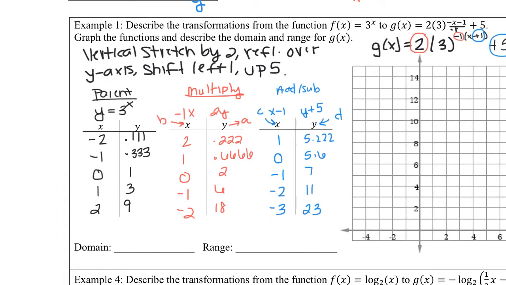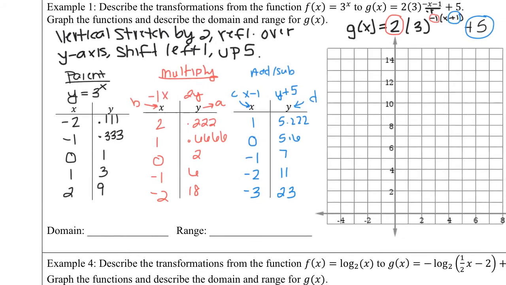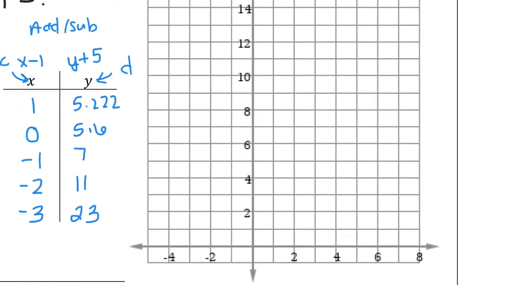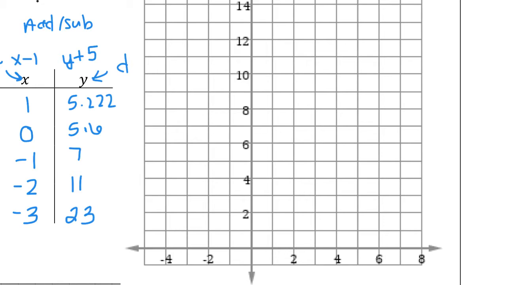So I'm going to graph both. I'm going to graph my parent function first. So the parent function is -2, 0.1, so somewhere around there. -1, 0.333. Then we have 0, 1, 1, 3, 2, 9. So remember that exponential functions have an asymptote here on the x-axis, so it's not going to dip down below the x-axis. So we're going to start low, connect all my points, and raise up.